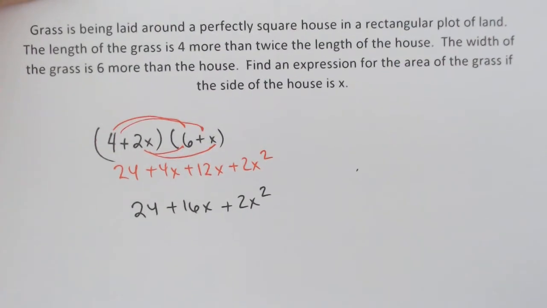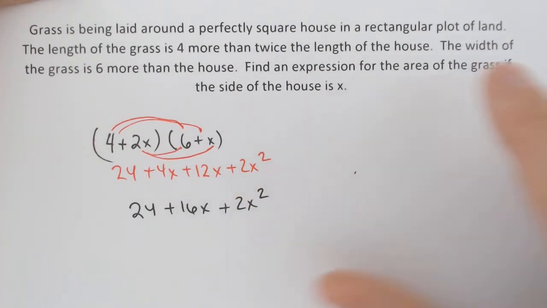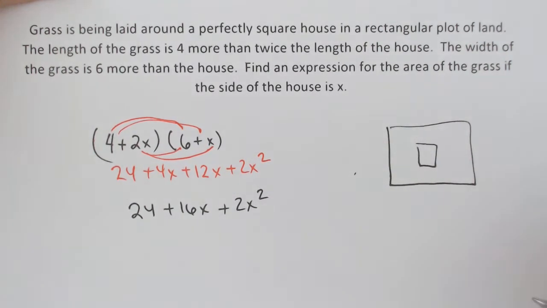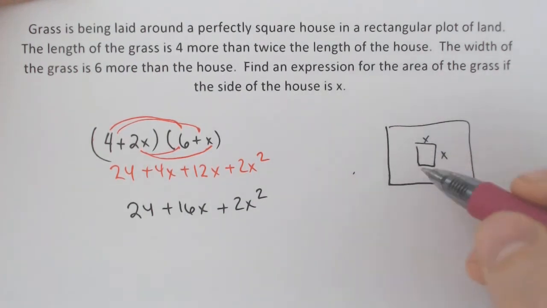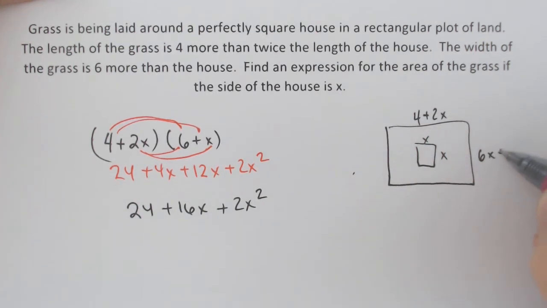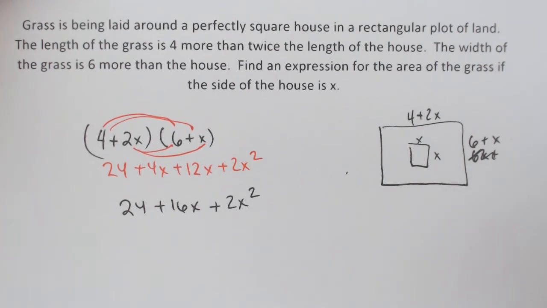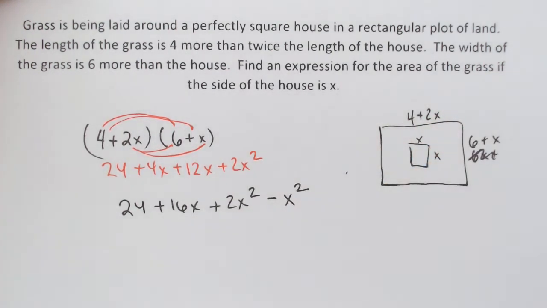Now here's the thing that a lot of people forget. We want to find the expression for the area of grass if the side of the house is x. So we only want the grass. This grass is essentially embedded with a house in the middle. So if we only want the grass, we have to take this house out. We've already found the area of the entire plot of land, with the 4 plus 2x and the 6 plus x. You've got to take the house away, which is just x times x. So you would subtract the x times x, the x squared.